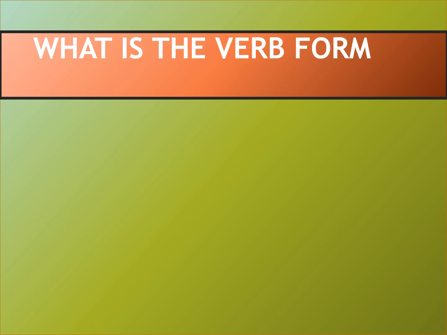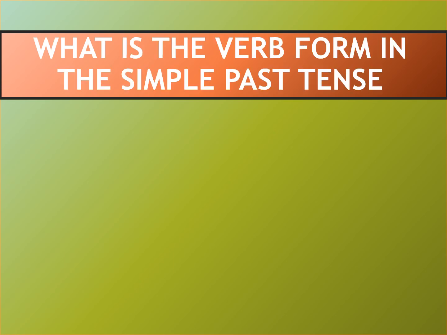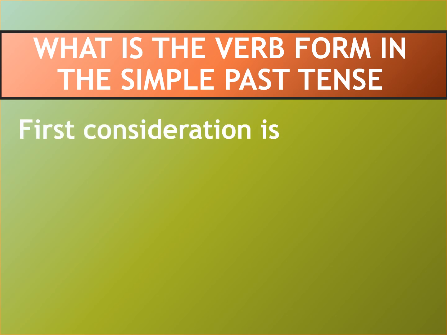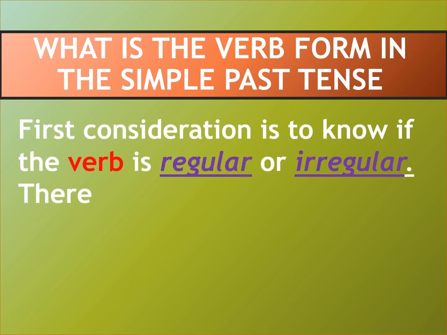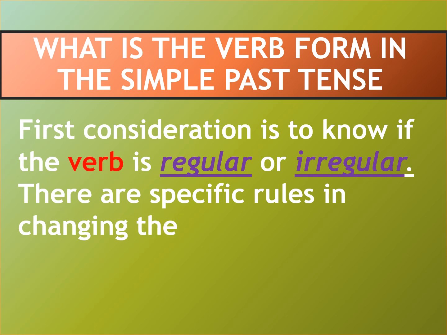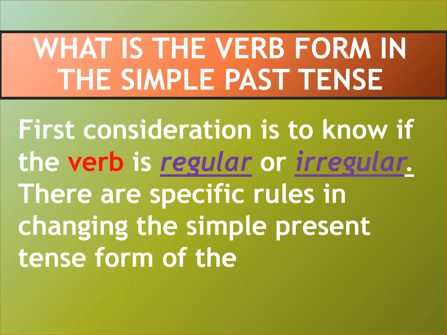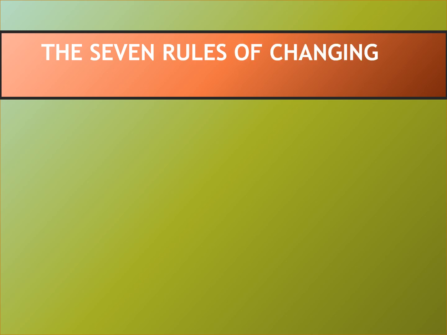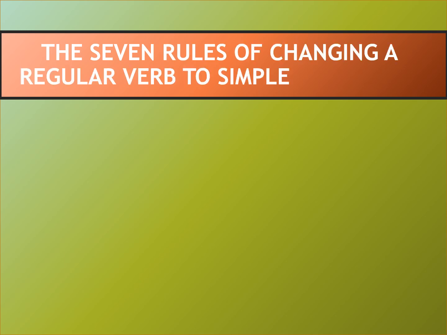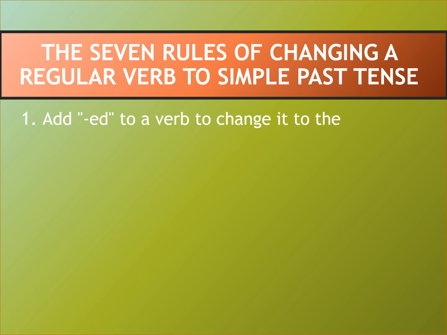What is the verb form in the simple past tense? First consideration is to know if the verb is regular or irregular. There are specific rules in changing the simple present tense form of the verb to simple past tense. The 7 rules of changing a regular verb to simple past tense. So number 1, add ed to a verb to change it to the past tense.